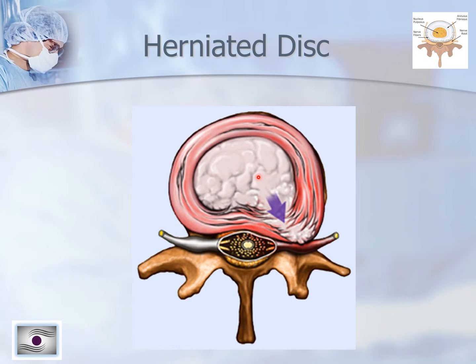If the accumulation of pulp continues, the internal pressure of the disc increases until the annular fibers tear completely and this material pours out onto the nerve root. This is the so-called extruded herniated disc.